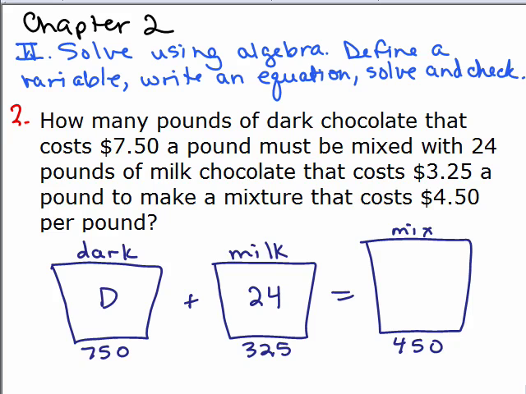Anything is possible. Now we're mixing two containers to get a large mixture, so I'm adding what is in each vat. These vats represent how much chocolate is in there, not how much it costs. The bottom number I'm writing underneath is the unit cost, how much it costs for each pound in that vat. So I'm pouring in D pounds of dark chocolate with 24 pounds of milk chocolate, so I have D plus 24 pounds of chocolate in this final mixture.